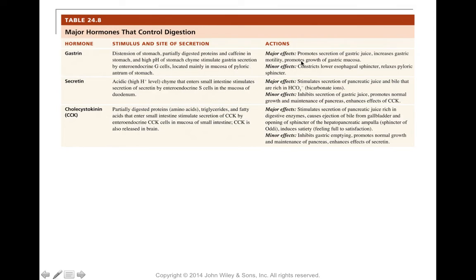What are the effects of this? It's going to secrete more gastric juice, increase the gastric motility, so your stomach's going to move more, and promote growth of the gastric mucosa. This is important because the gastric mucosa starts to get broken down by the hydrochloric acid, so we have to make sure that we replace it quickly.